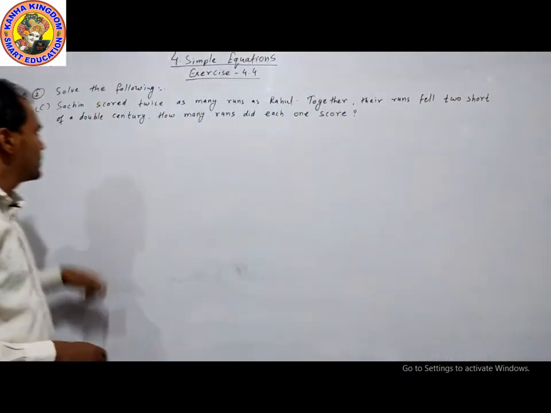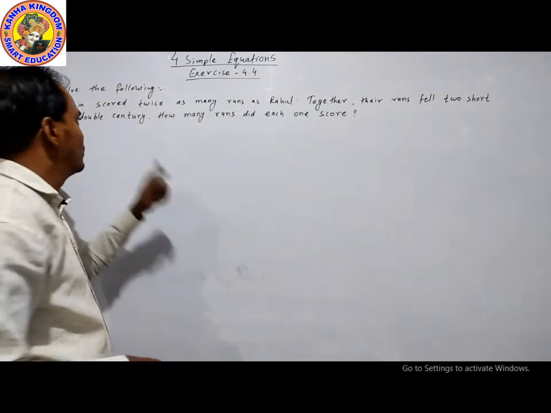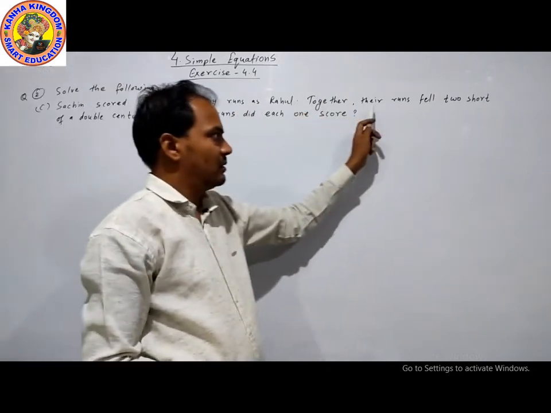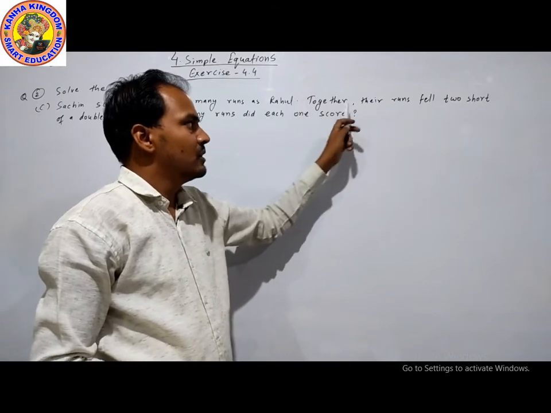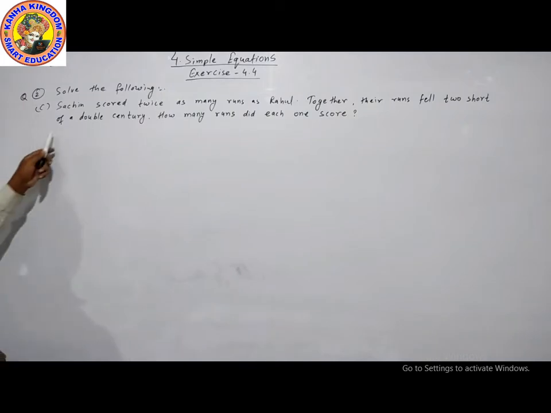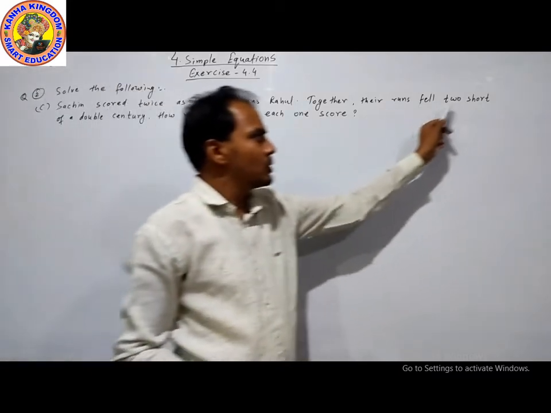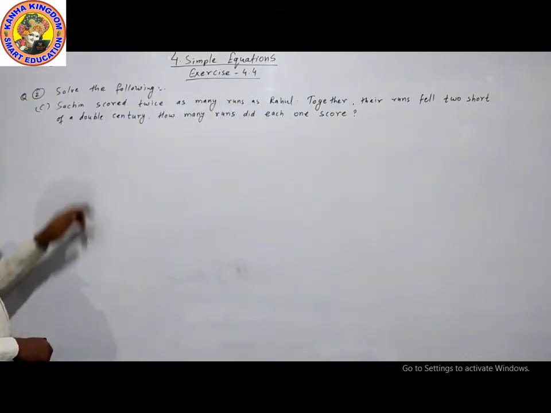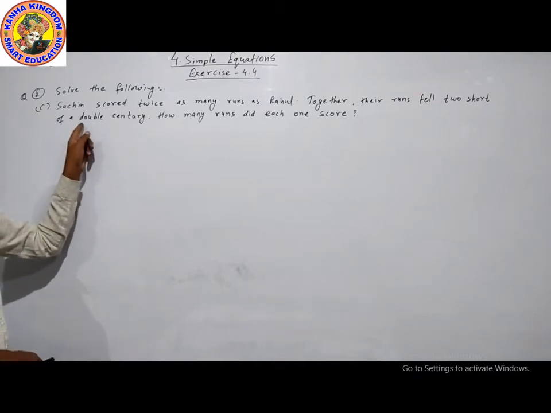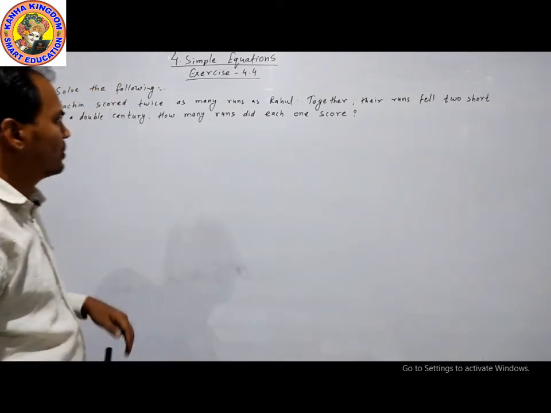Now our next part is part C. Sachin scored twice as many runs as Rahul. Sachin scored 2 times Rahul. Together their runs, together means the sum of them, fell short of a double century by 2. A double century means 200, so the total is 200 minus 2. How many runs did each one score?